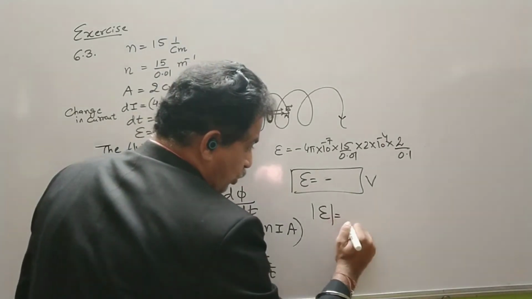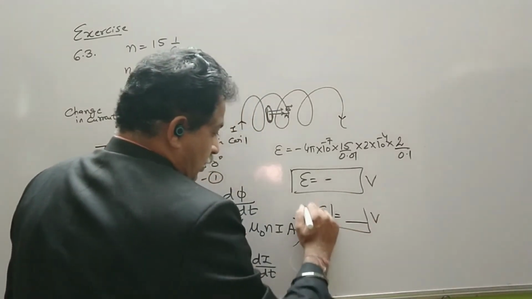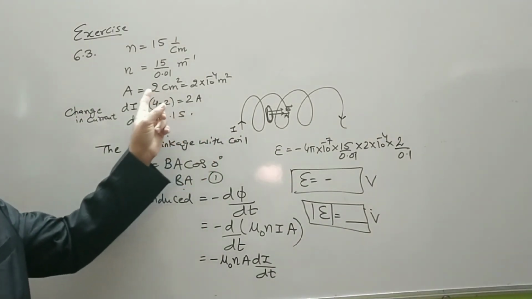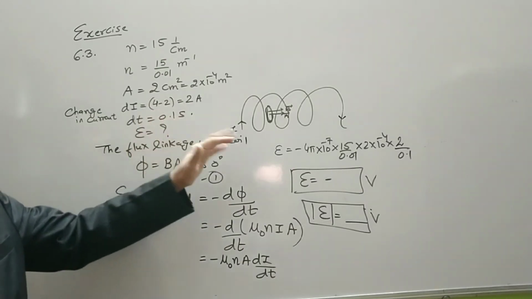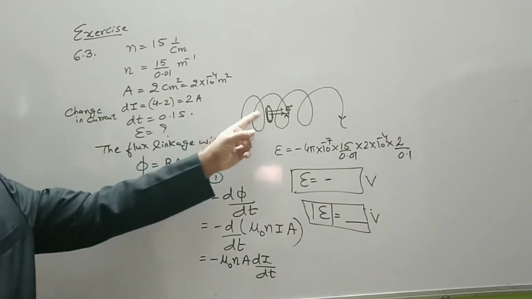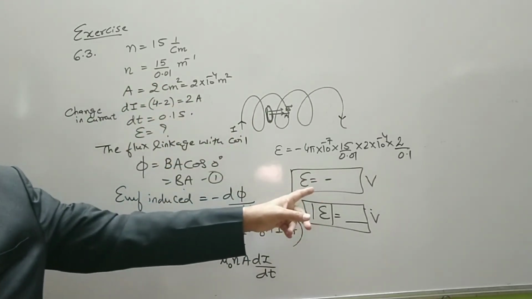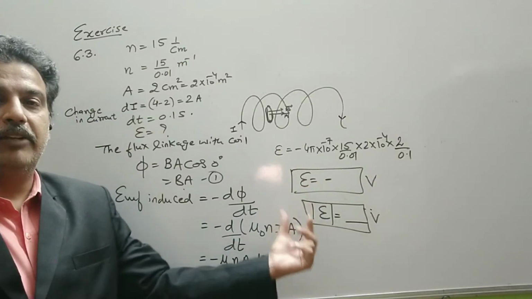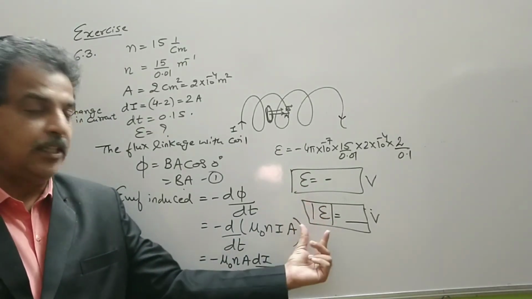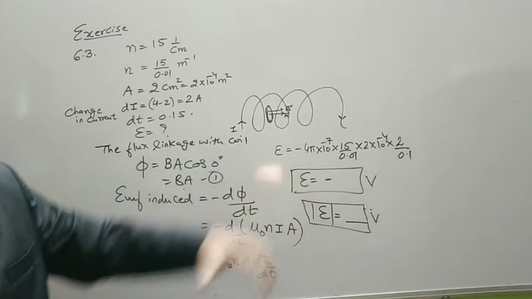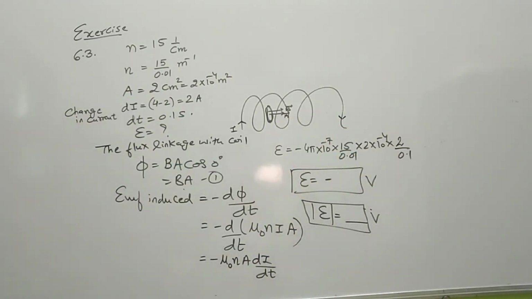So we write the magnitude, because we know the EMF is induced in such a way that it tends to oppose the change. So if we try to increase the current from 2 to 4 ampere, the current will be induced in the coil which opposes the change. So minus sign indicates the opposition, and therefore we write the answer in magnitude. So you substitute all, you do this calculation and find out how much EMF is induced in the coil.